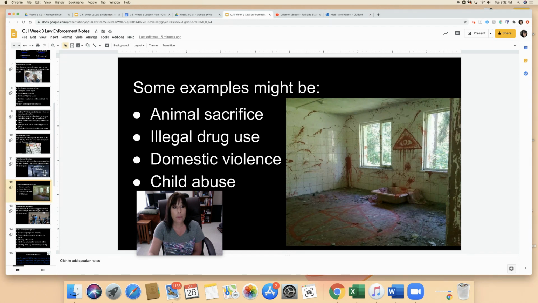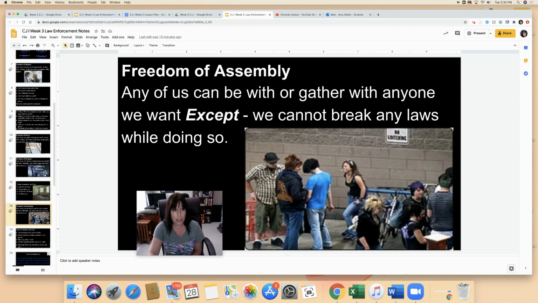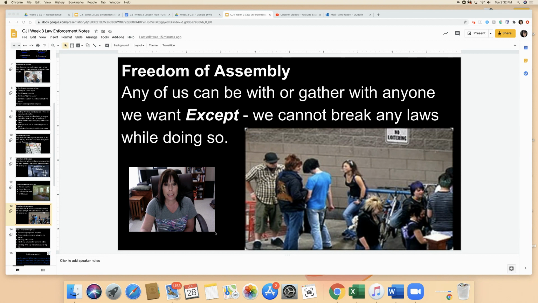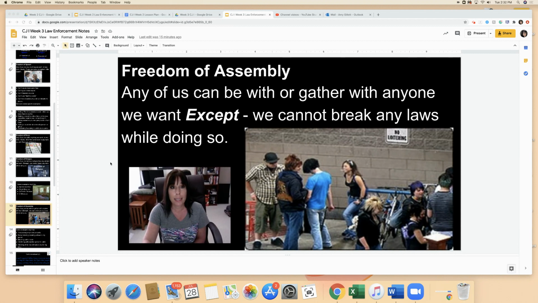And our fourth right that is protected under the First Amendment is our freedom of assembly. That is to get together. Any of us can be with or gather with anyone we want, except we can't break any other laws while doing so. And this picture cracks me up. What's this sign say? No loitering.